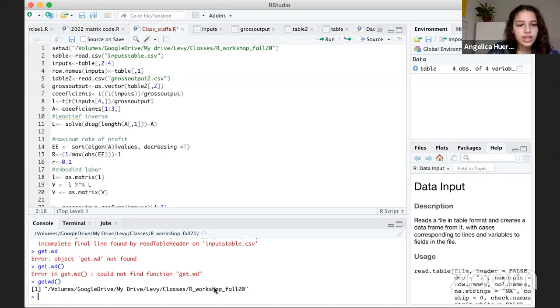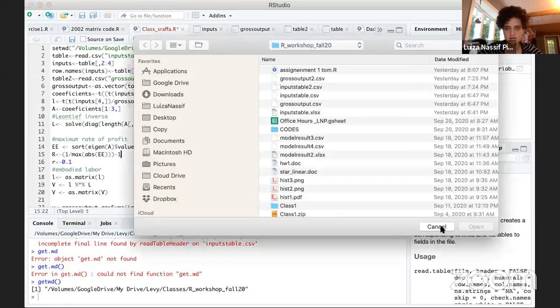So should I save the input table in that directory? You can do that, or you need to change that directory. Either one of them. Either you change to the directory where you are. The other option is, again, you can just use this, right? And then load it. Thank you, Luiza.